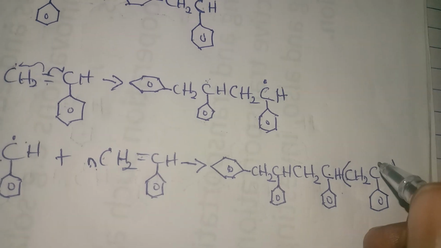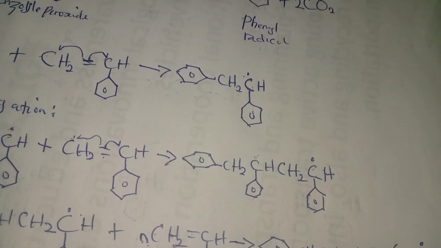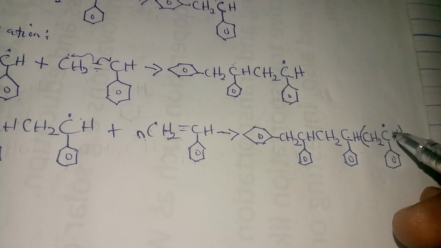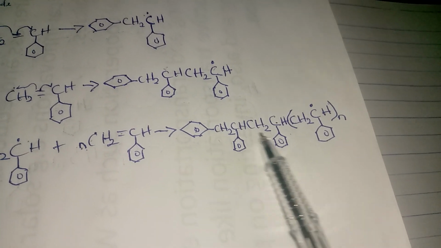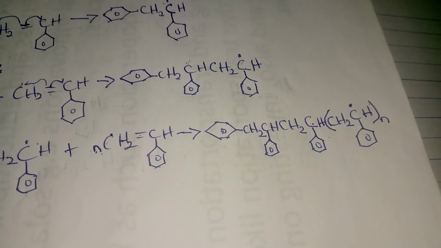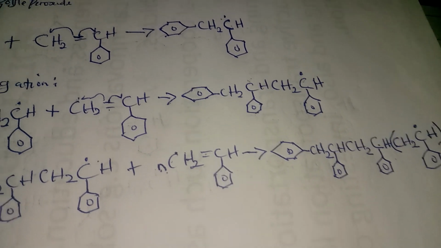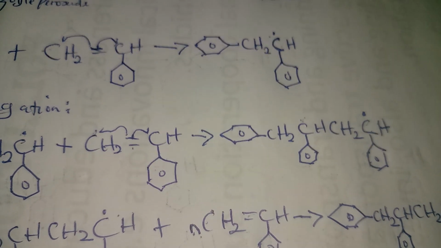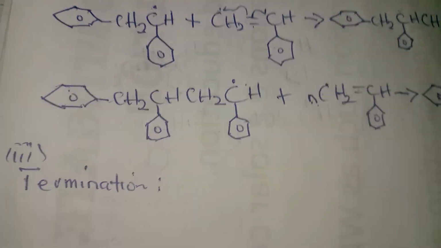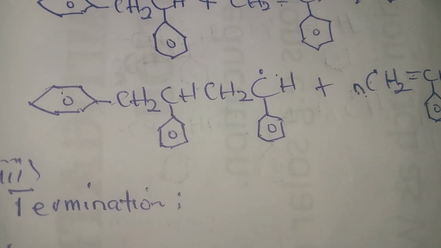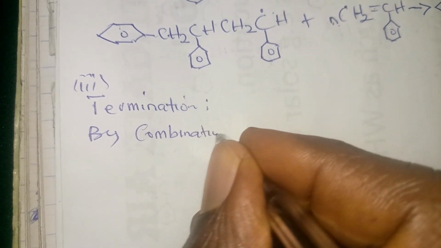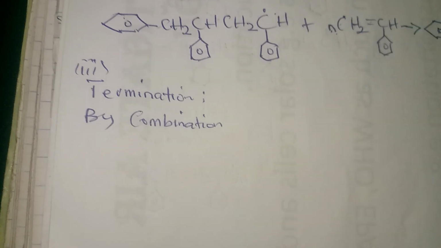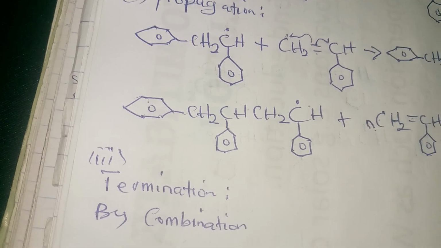Remember, you have your free radical here, don't forget that. Now in this case, it can be done by combination. By combination, that means I bring two of my free radicals together. I can also do it by disproportionation, but let's look at combination. So by the combination method of termination, I'm going to bring my this.